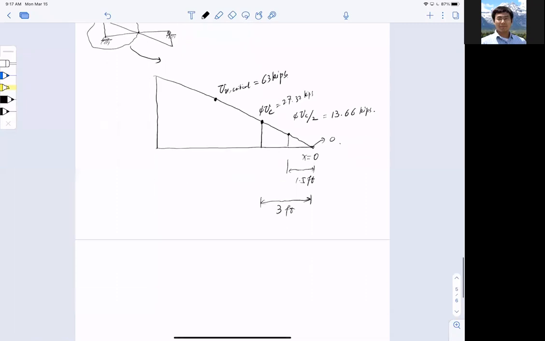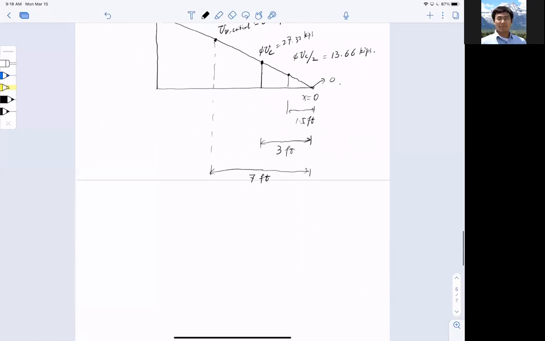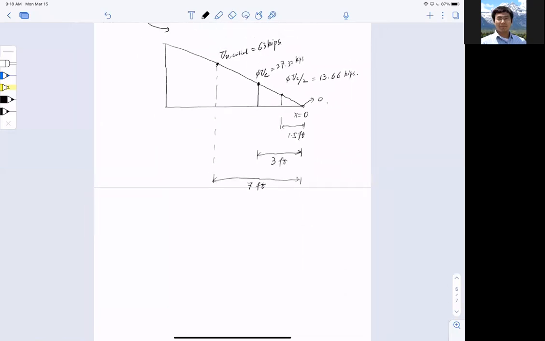Okay, VU critical, that is 63 kips. And go here, and then here. This distance right here is 7 feet. All right, this distance here is 7 feet. And then I keep going, right? I say VU face, this is at the support, equal to 81 kips.